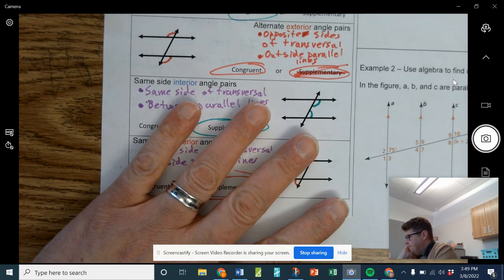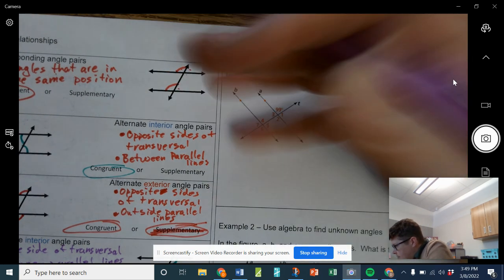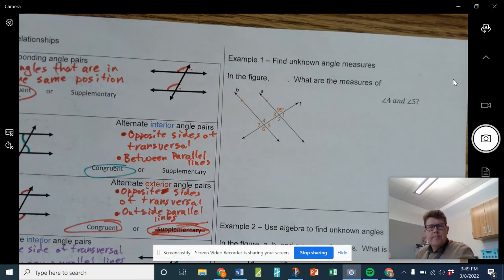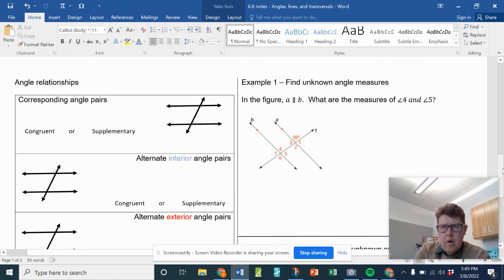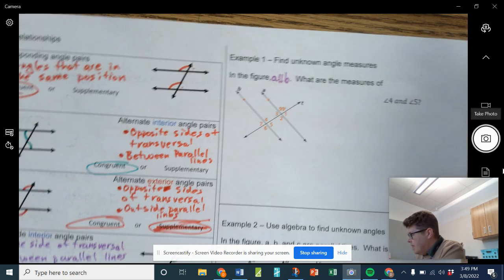All right. Example number 1, find unknown angle measurements. What happened here in the figure? What am I missing there? Oh, it didn't print. That's interesting. Well, A is parallel to B. That's that symbol right there. You can't even see that. Sorry. A is parallel to B. That's what that means. Those two lines, right?